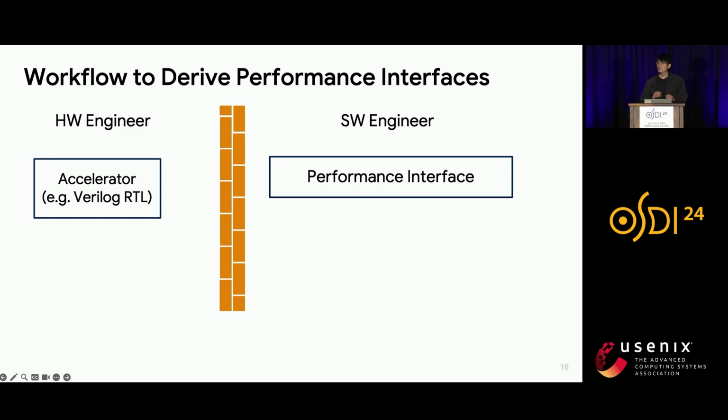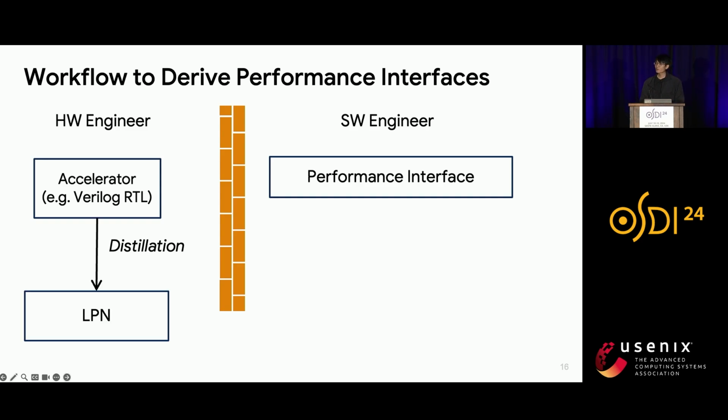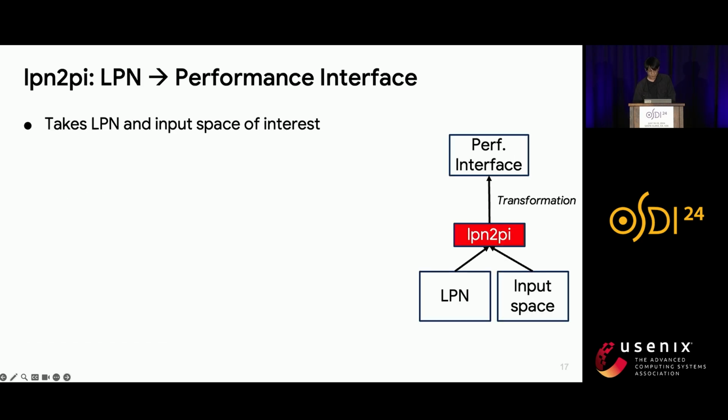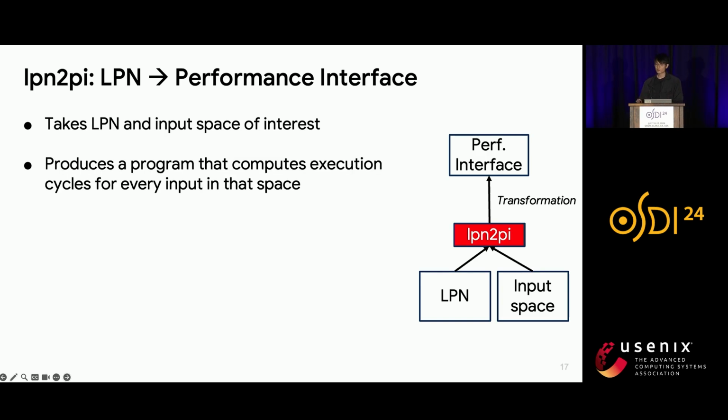Now remember, there's a huge gap, a big wall, between the parallel execution mode of hardware and the readable sequential performance interface. With LPN, we found a way to bypass this wall. Furthermore, we fully closed the gap with a tool we built called LPN2PI that transforms the LPN into the performance interface. LPN2PI takes the LPN and an input space of interest, then produces a program, which we call the performance interface, that computes execution cycles of the hardware for every input in that space.